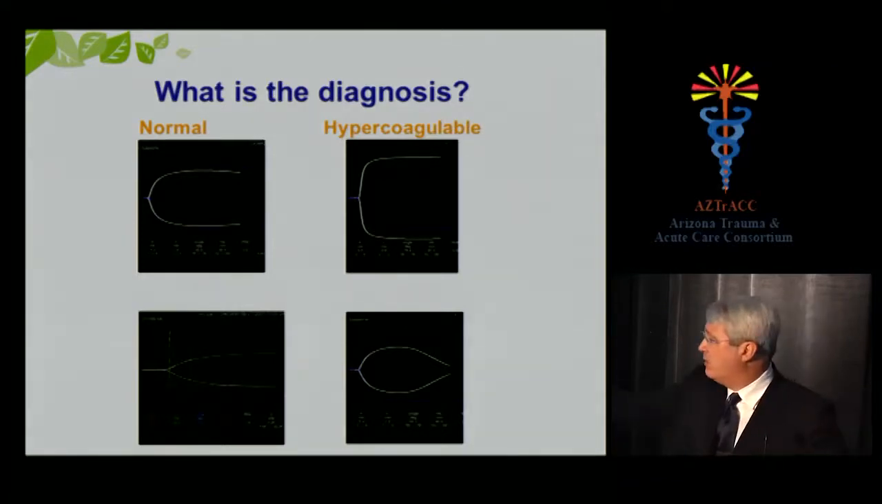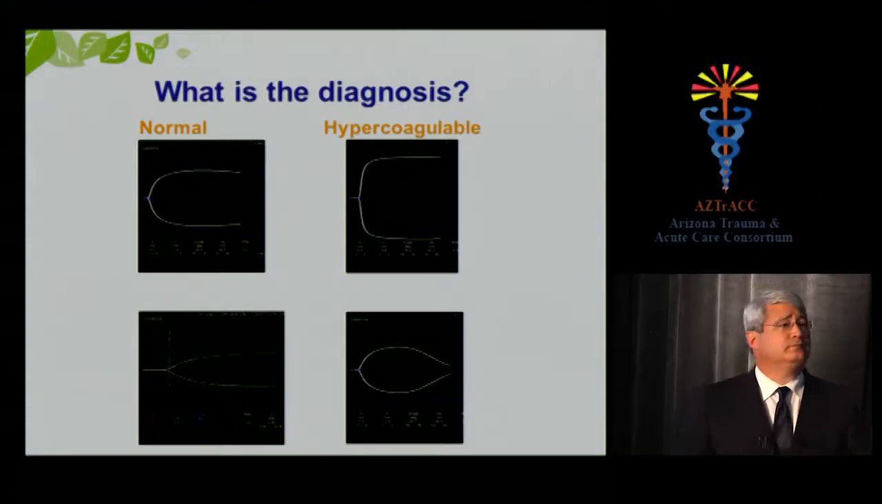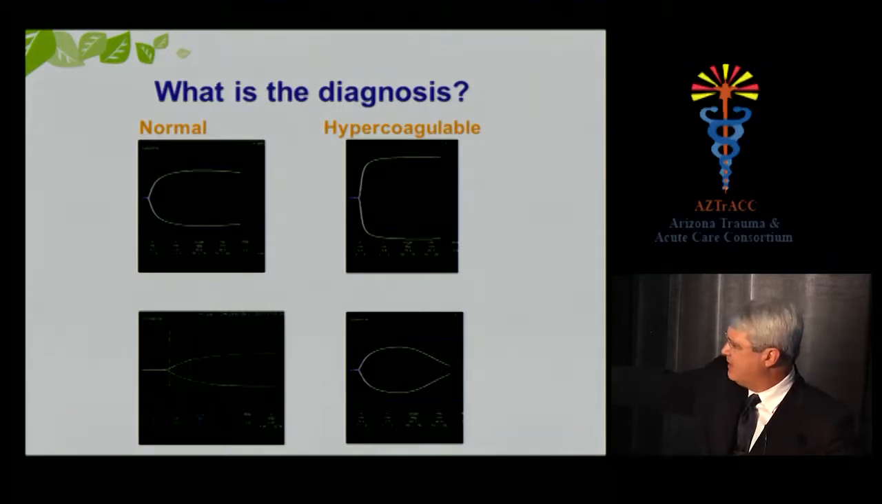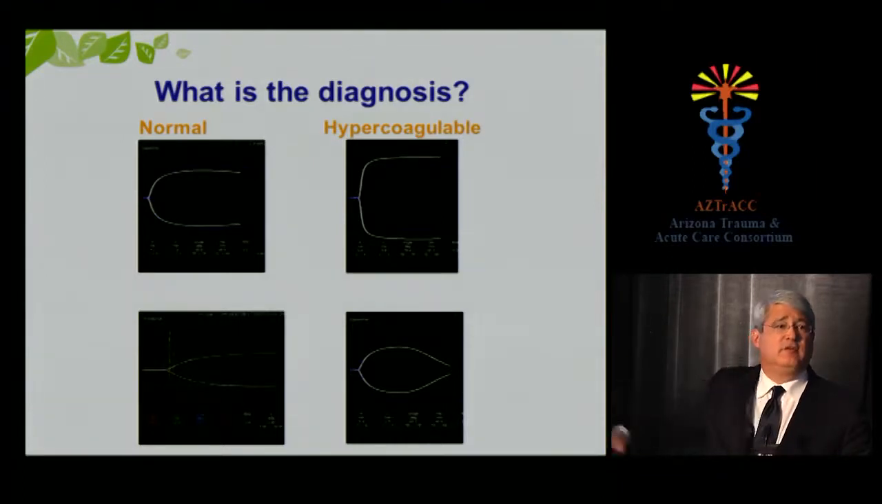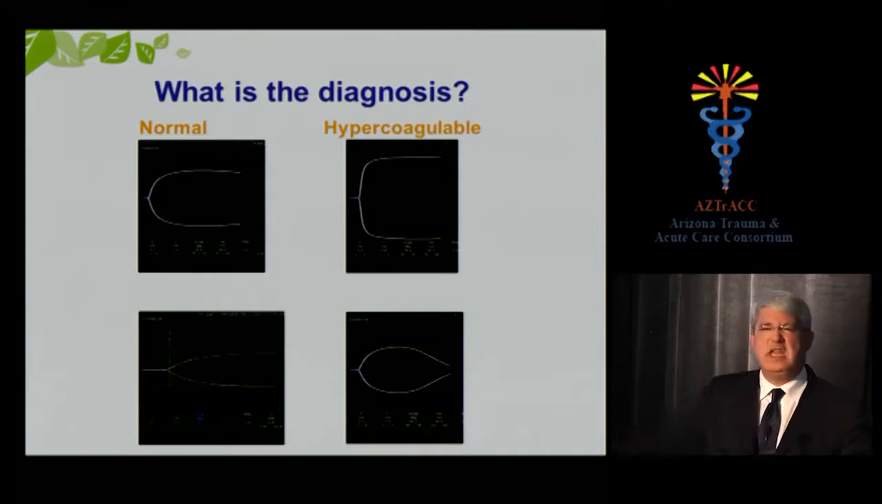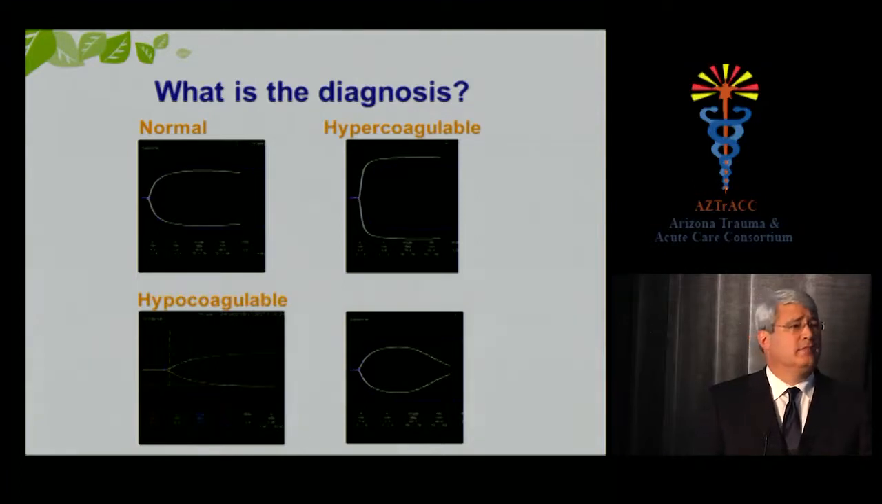How about the lower one here on the right-hand side? What's the problem there? That's correct. It's too slow. Look how long that line is to start. Look what a beak it has. It takes too long to start. And once it starts, it forms a clot that's strong or weak? Weak. It's really weak. Compare that curve on the bottom with the curve on the top. So this is taking too long to form the clot, and once it forms a clot, it's a weak clot. So this patient is what? Hypocoagulable.